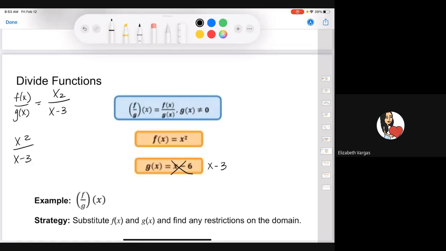Okay? But according to this operation, I have to include this part of the resulting operation. That means I would always have to find out when the denominator is equal to 0. Well, in this instance, the denominator is equal to 0 when x is equal to 3. So because I know that, I can put that my resulting operation is x squared over x minus 3, and g(x) is not equal to 3.